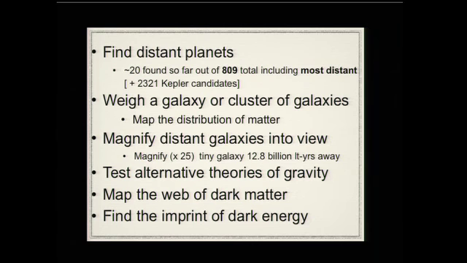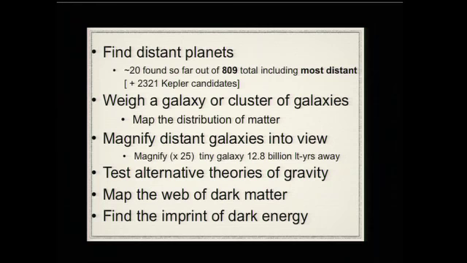You can weigh or find out how much matter is in a galaxy or a cluster of galaxies even if you can't see it. You can use it as a magnifying glass and peer into galaxies right after they just began forming. You can test alternative theories of gravity, which is essential in looking at our theories of dark matter and dark energy. You can map the web of matter that we think fills the entire cosmos, and from doing that, you can find the imprint of dark energy. So here is probably one of the only equations that I will show while we're here tonight.